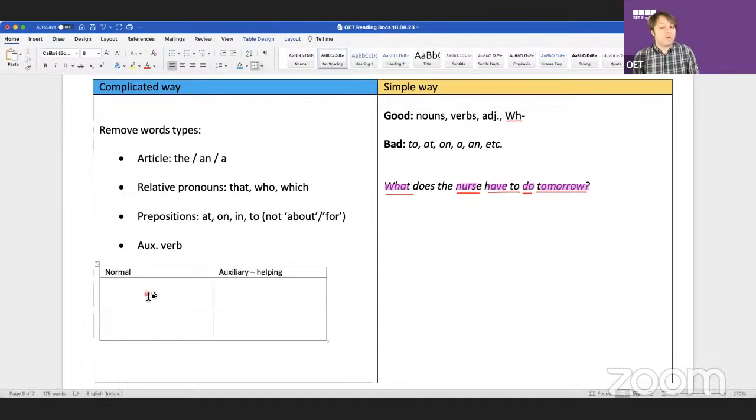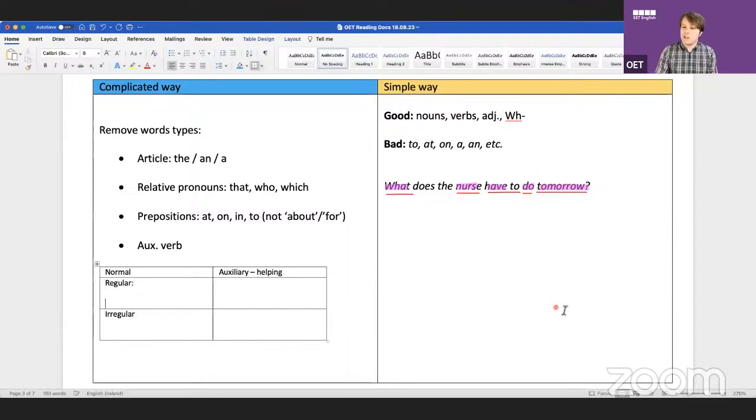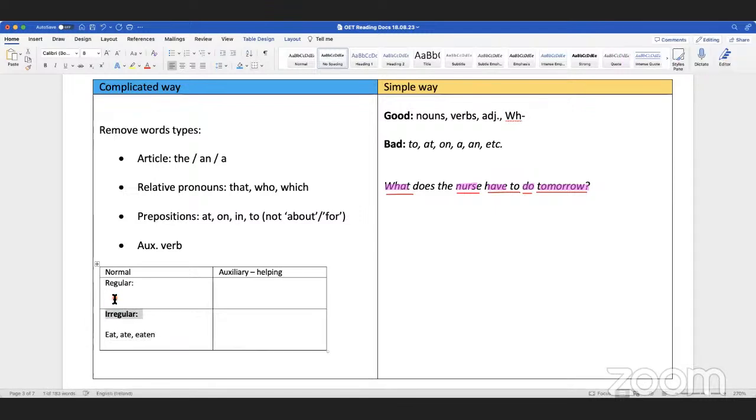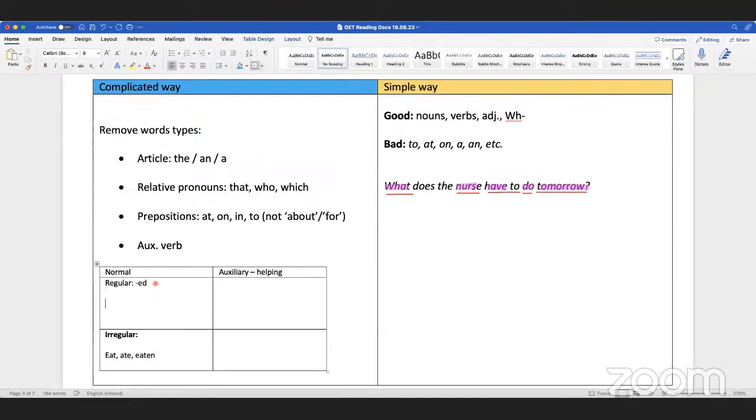All right, what about normal verbs? There are two types of normal verbs. This is the way that I'm doing this. We have regular and irregular. Give me an example of a regular verb. Eat, ate, eaten. Is that regular? Irregular. Okay, so eat, ate, eaten. Why is it irregular? It has three different forms. The past tense form changes. But regular means always with ed, right? Can anyone give an example, like play or work?